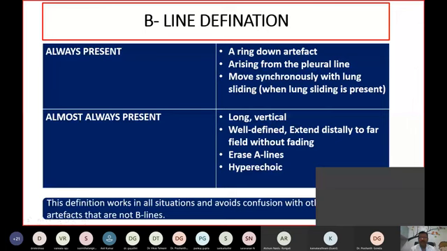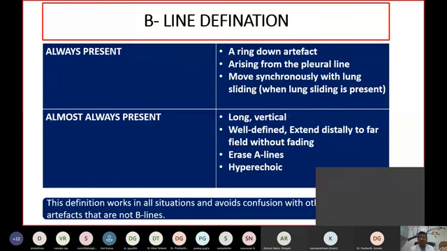Whenever there's lung sliding, you can see the B lines moving with lung sliding. They are long and vertical. They are well defined and they extend distally till the edge of the screen without fading. You will see them through and through from the pleural line till the edge of your ultrasound image screen. They will erase A lines and B lines will be hyperechoic. They will be as echoic as pleura. So all these points should be there to define a B line.